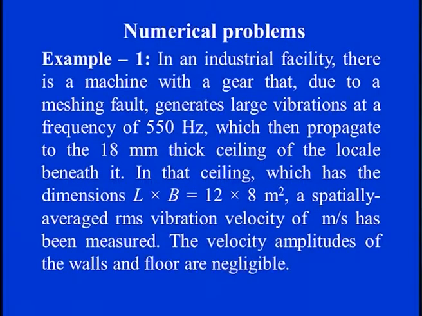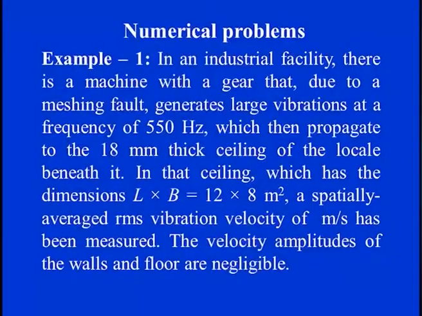Today we are going to discuss the numerical problems in this chapter, in which we discussed the vibration generation and the isolator feature. The first numerical: in an industrial facility there is a machine with a gear, and due to a meshing fault it generates a large amount of vibration at a frequency of 550 hertz. This is propagated to the 18 millimeter thick ceiling of the room beneath the machine, and the ceiling dimension, length into breadth, is 12 into 8 meters square.